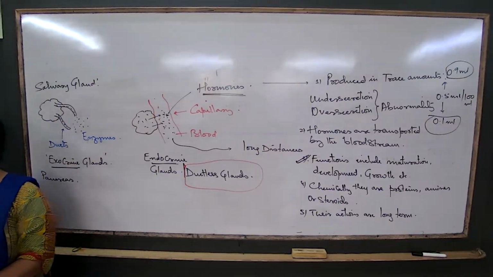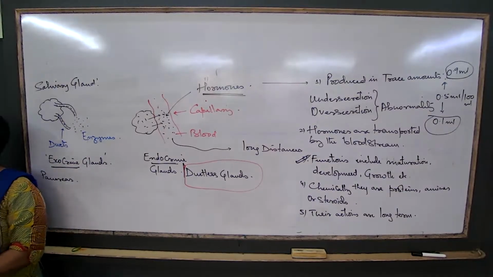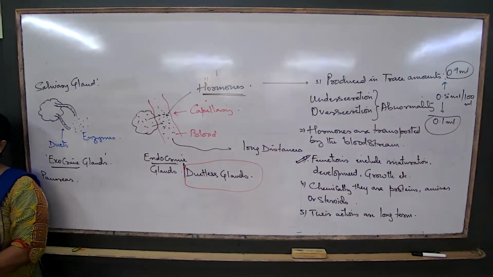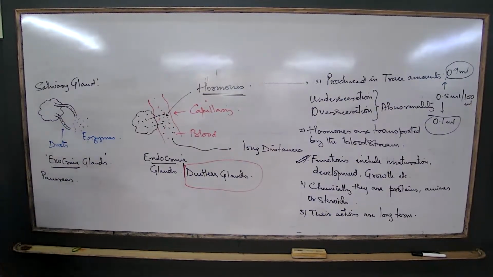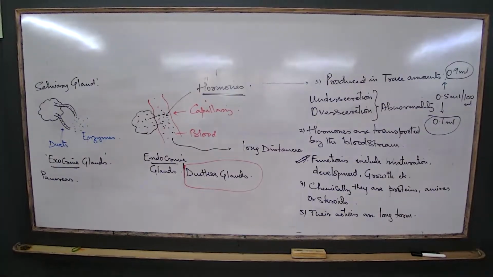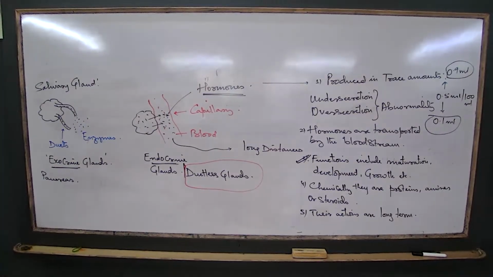Chemically, they are proteins, amines or steroids. Amines, A-M-I-N-E-S. Amines means they are simpler. The simple form of proteins is called amines. They are not made up of complex amino acids.